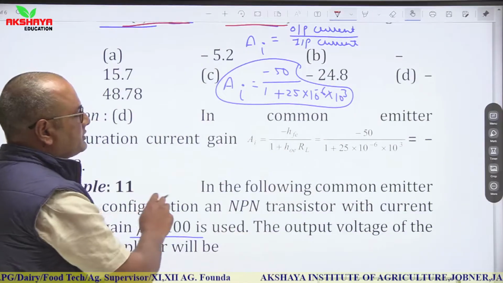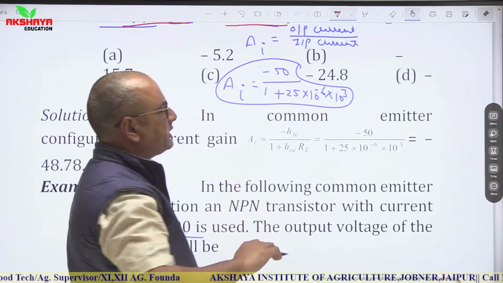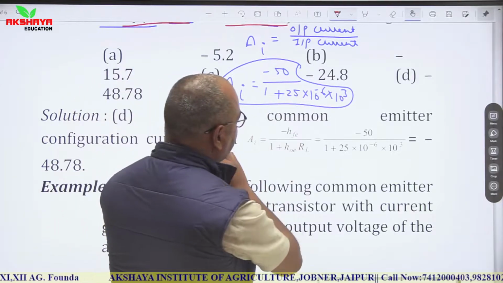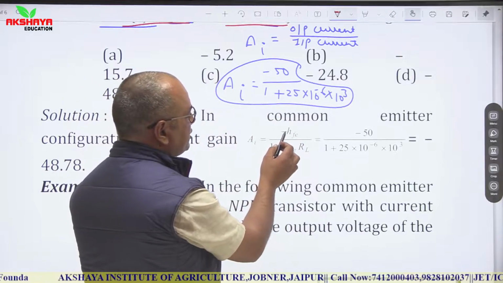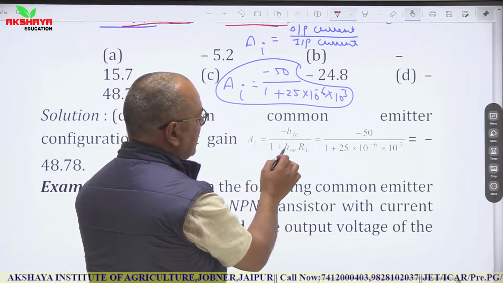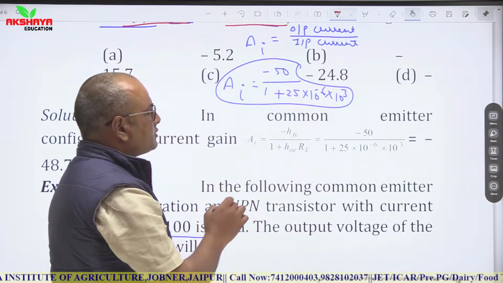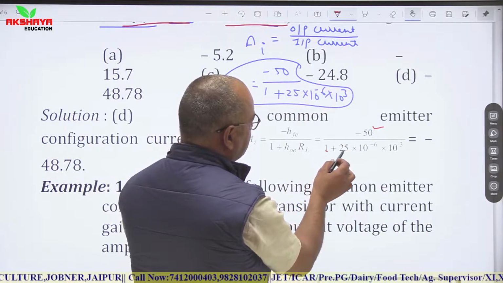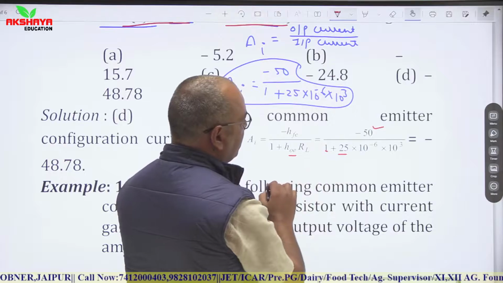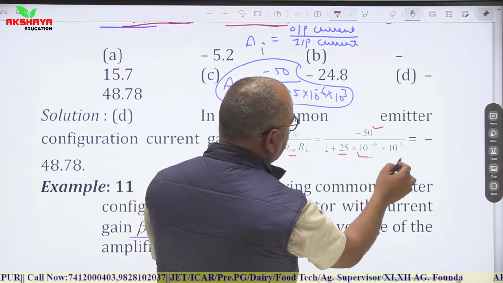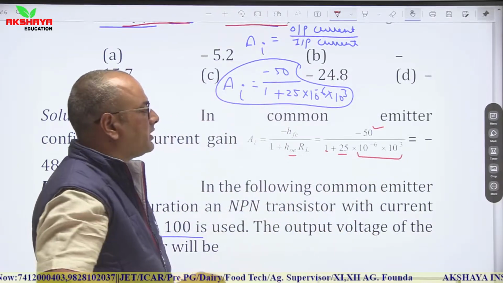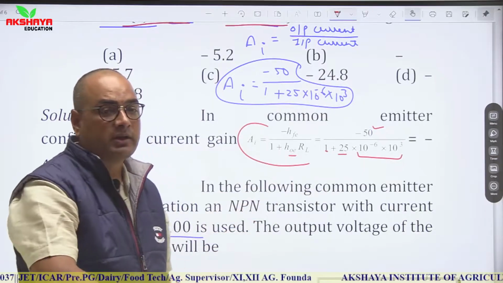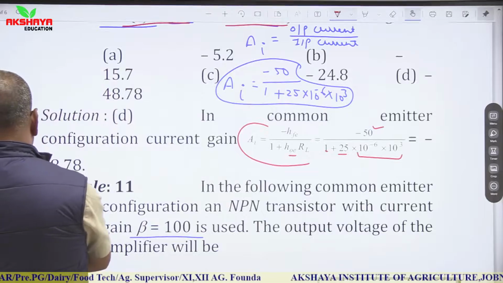So simply we will use the relation. Our relation is output current with respect to input current, that is, minus HFE upon 1 plus HOE into RL. HFE is given as 50. Then 1 plus HOE, where HOE is given as 25, and the load resistance is 10 to the power 3. So it can be calculated by using this relation and we will acquire the desired answer.